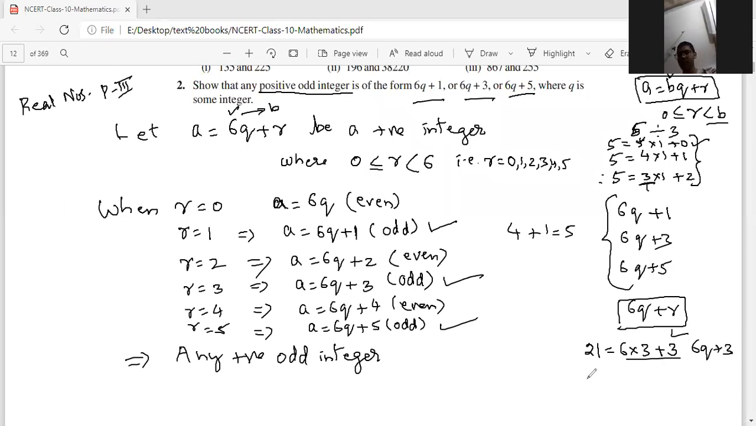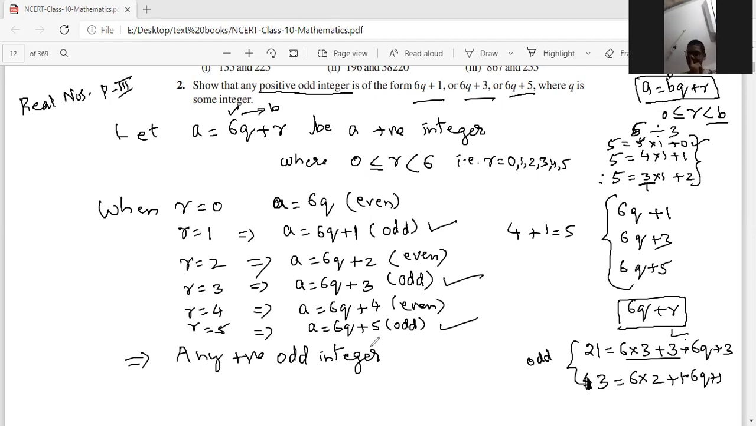Any odd number, if you take any odd number, suppose 5, no, 5 is less than 6. So greater than 6, we have to take 12, suppose 12 or 13, sorry, 13, because 12 is not an odd number, we have to take an odd number here. 6 twos are 12, plus 1. You can see that this is in the form of 6q plus 1. So if you take any odd number, it will be out of these three forms, none other than this form.